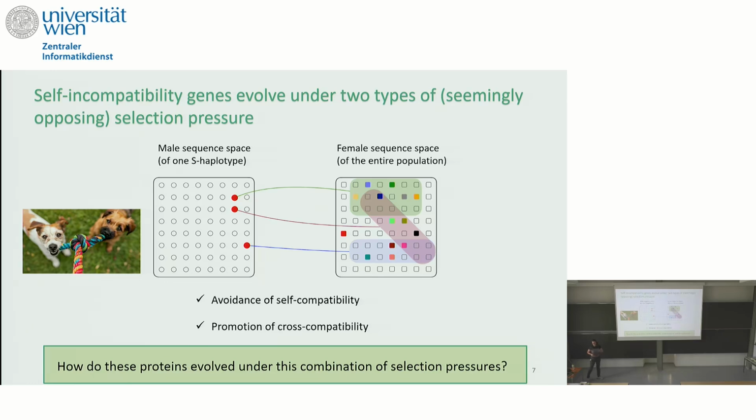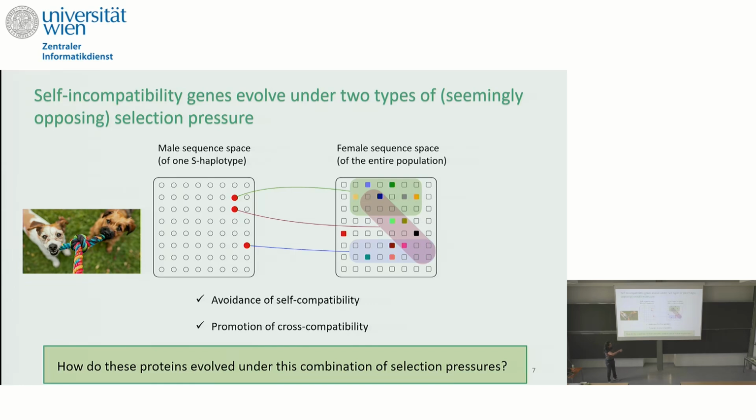Okay, so what are the selection pressures under which these proteins need to evolve? This is a very schematic description here. Imagine that this is some sequence space, which I'll say a bit more about next. On the left, we have the sequences of these male proteins in a particular S haplotype. These are the red circles here. And on the right side, we have all the female proteins in the entire population. Every type here is a different color, and the self one is the red square.